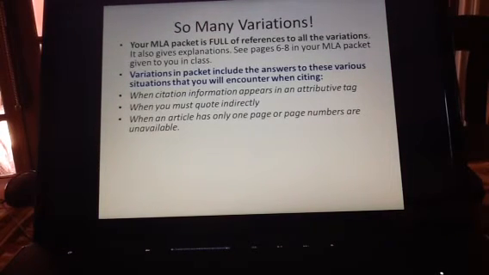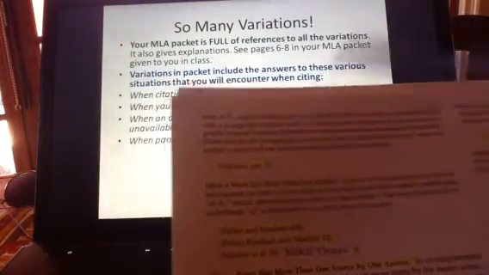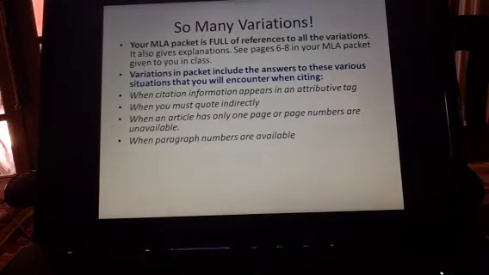When an article has only one page or page numbers are unavailable, okay? Many of you are probably going to face this problem. So it gives you a couple of different scenarios and examples. You just need to look that up. When paragraph numbers are available. In your case, that happens quite a bit because a lot of our class sources have been numbered. So you can see here, up here, there's an example of that. That's in your packet on page 7.